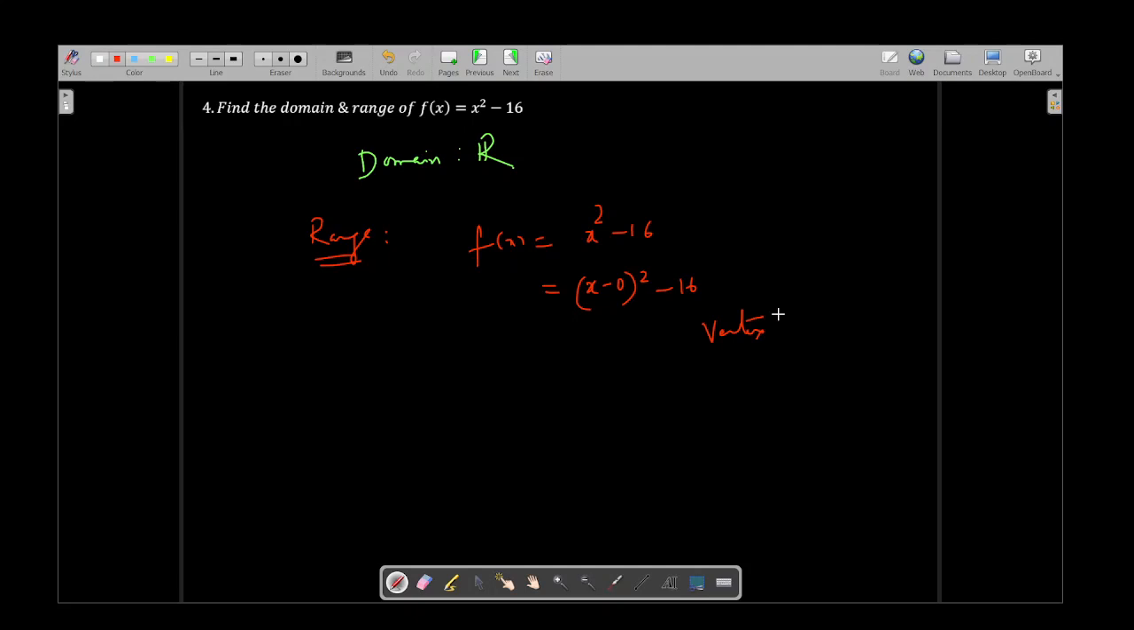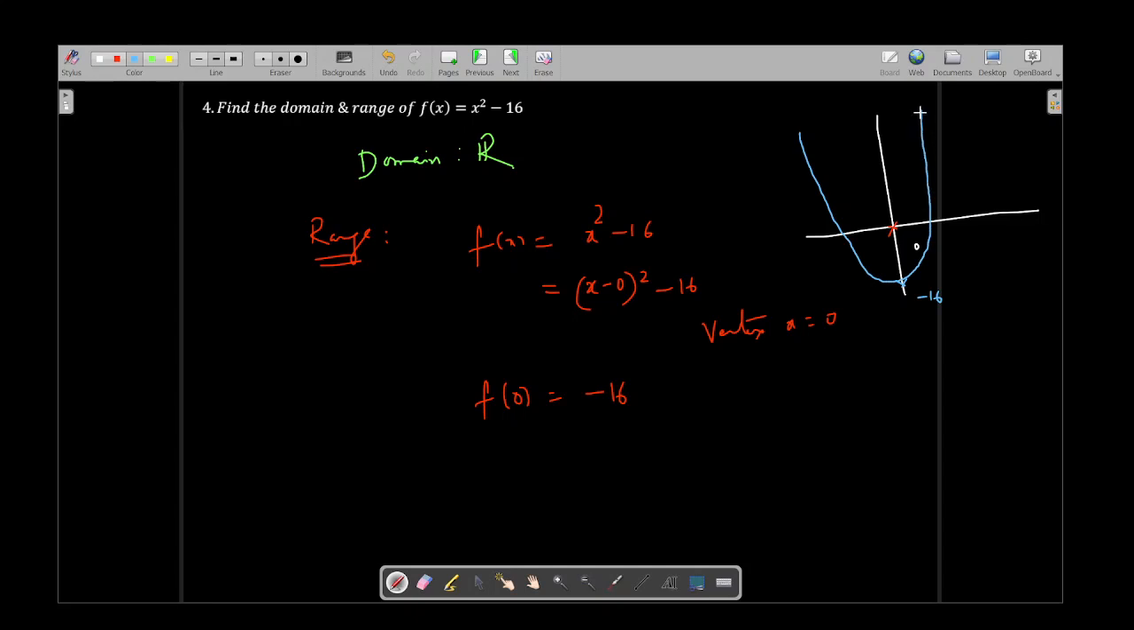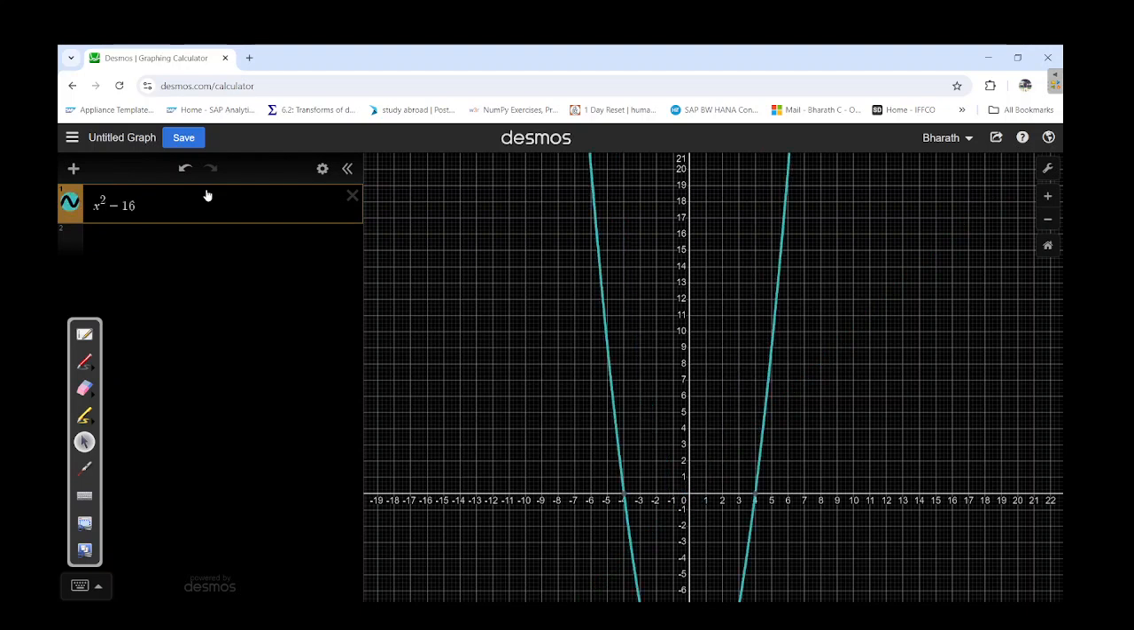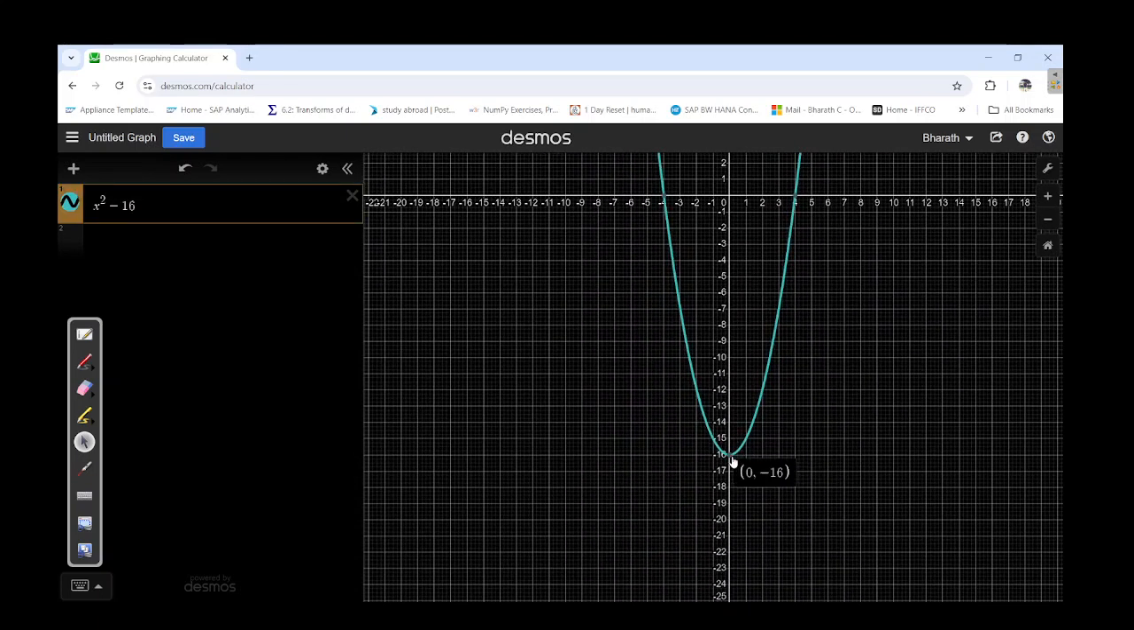So here the vertex point is x = 0. If you plot this at 0, we have the vertex point. If you find f(0), you'll get -16. So the curve at 0 takes the minimum value, which is -16. Since the coefficient of x² is positive, the curve looks up like this. So the range of this function is from -16 to infinity. Range of this function is f(x) ≥ -16, or I can write -16 to infinity. Let us verify this. x² - 16. You can see this point is -16 to infinity.